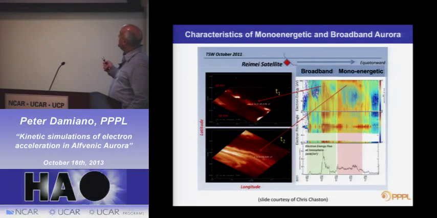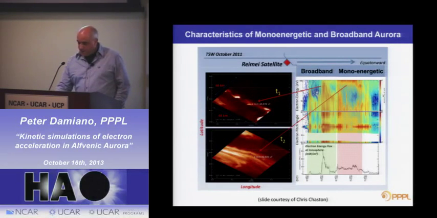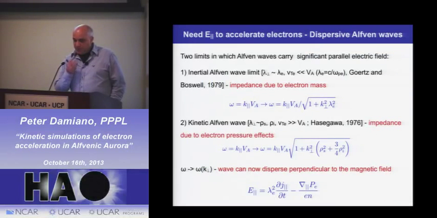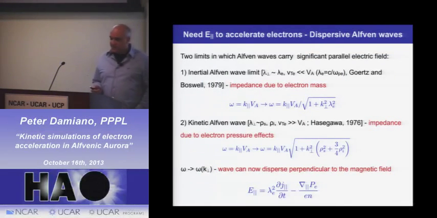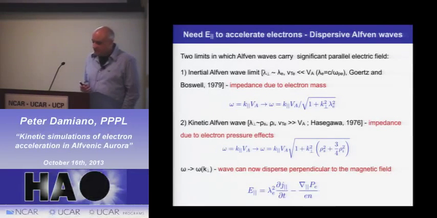In the broadband case, you can see that there is a broad swath of electrons with a whole spectrum of energies, whereas in the monoenergetic case, you can actually see a very monoenergetic peak in the accelerated electron spectrum. So the question is, how are electrons accelerated in these waves?